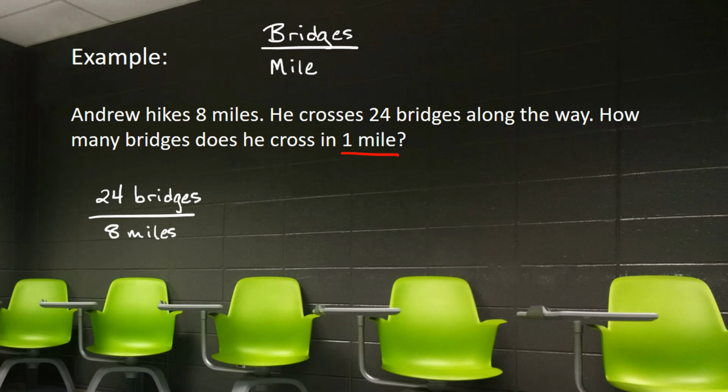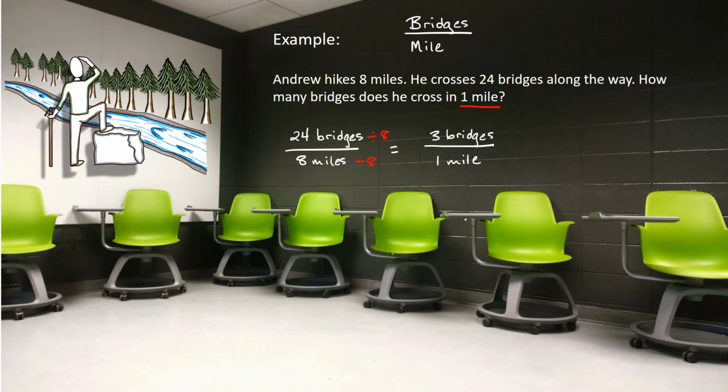And now to figure out the unit rate, I'm going to divide by 8. And when we do that, we get 3 bridges per mile. So if he only walks 1 mile, he'll cross 3 bridges.